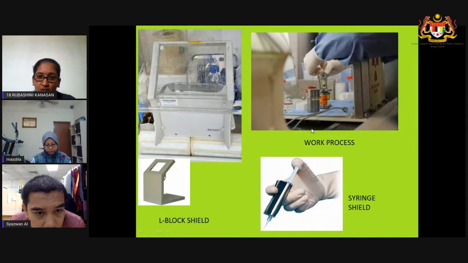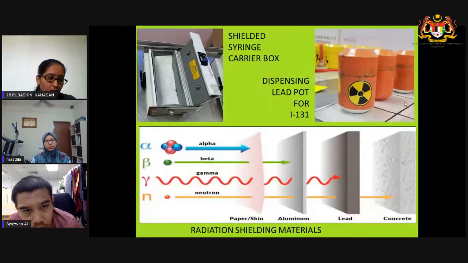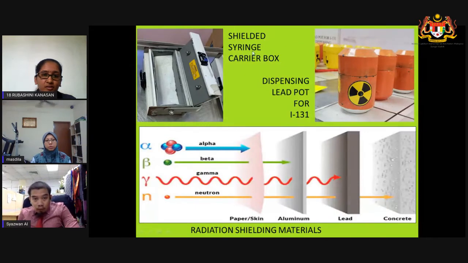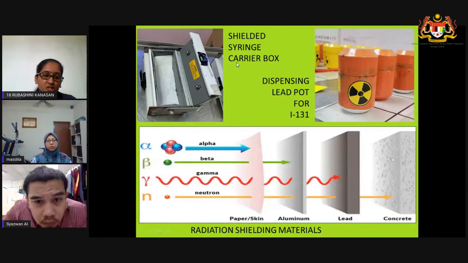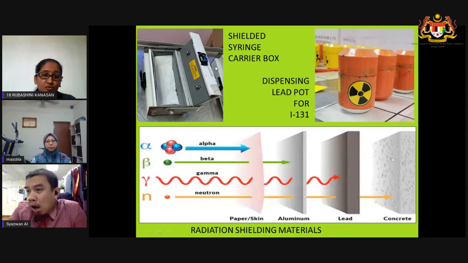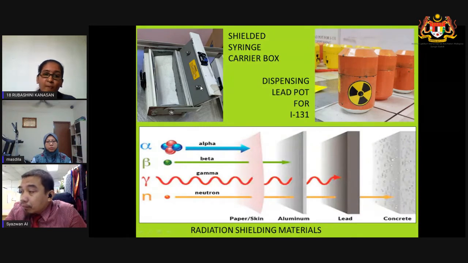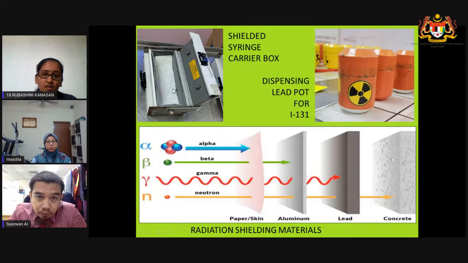Okay, this is the work process, cara mereka handling, the manual handling of the hazardous. So dekat L block shield ni, mereka akan letakkan tangan sebeginilah. Okay, then next is shielded syringe carrier box. It's to dispense the syringe to the ward, transport shielded syringe to ward lah mainly. Lepas kita dah syringe out technetium tu, we put it together with the syringe shield and we transport to the MA or the staff, the respective ward. They'll come to collect the carrier box.